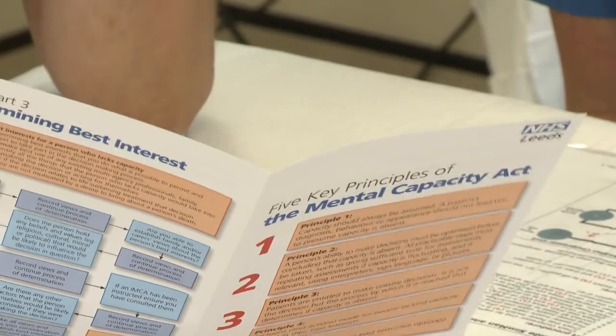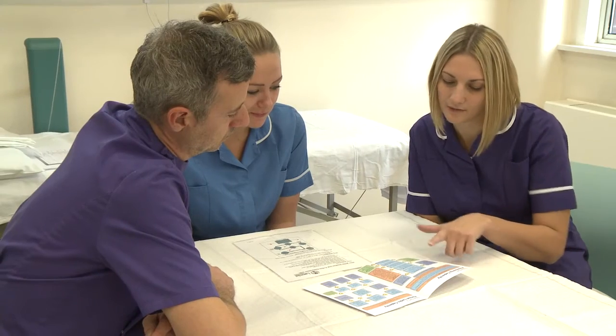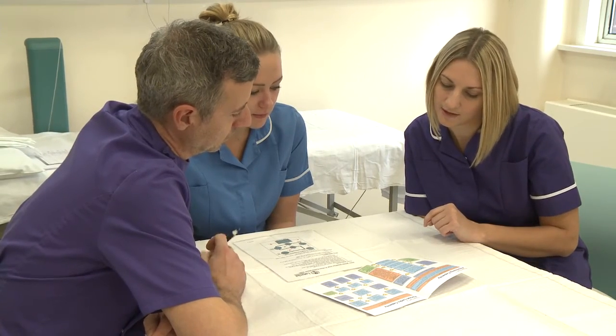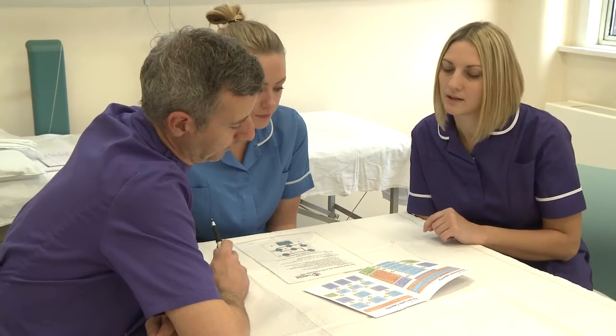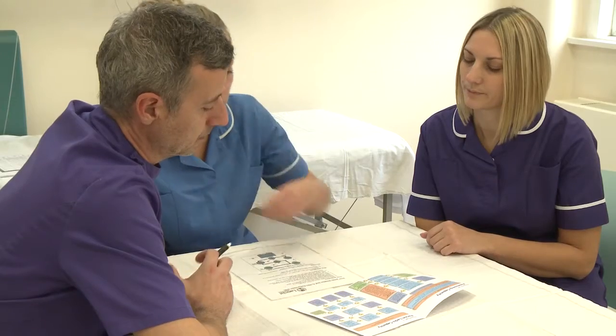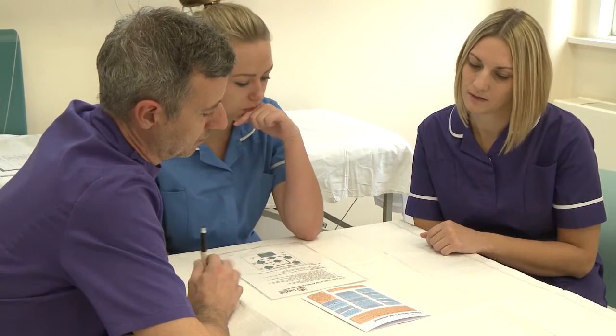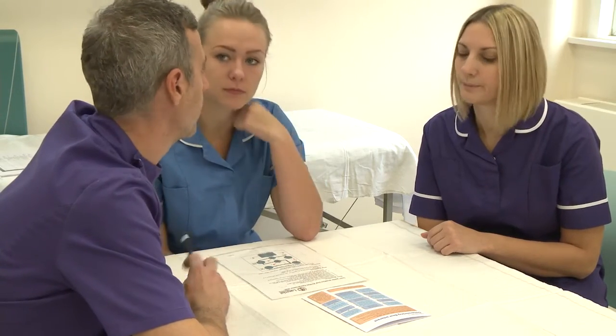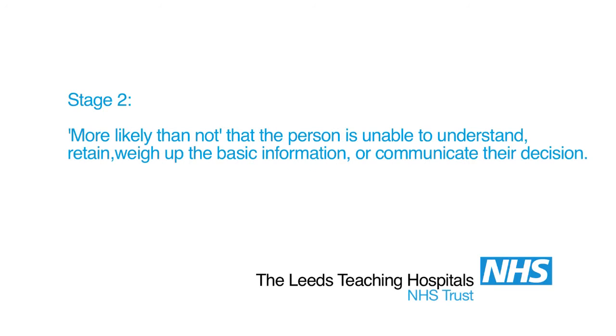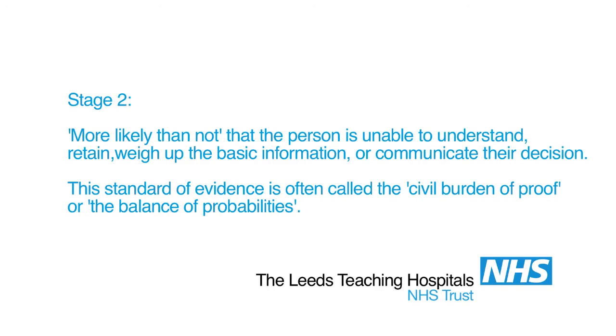Mental capacity assessment should always be about a specific decision at a specific time. In other words, you should never generalise about a person's mental capacity. The record you make of your assessment should show that you have used the two-stage test and give your reasons and evidence for believing that the person is unable to do one or more of the elements of the test. You are required to show that it is more likely than not that the person is unable to understand, retain, weigh up the basic information, or communicate their decision. This standard of evidence is often called the civil burden of proof or the balance of probabilities.